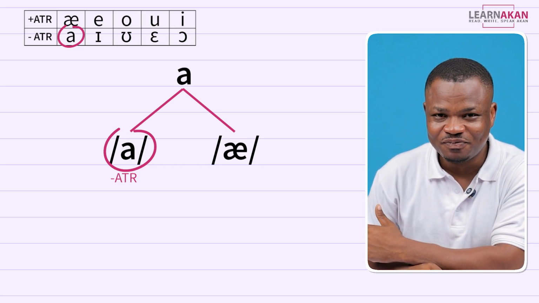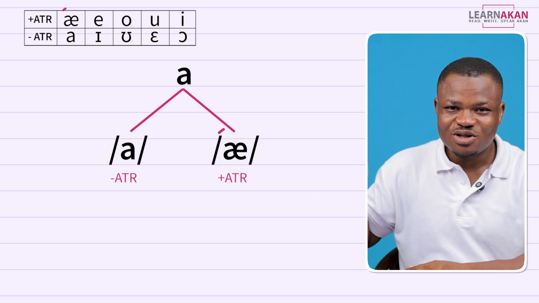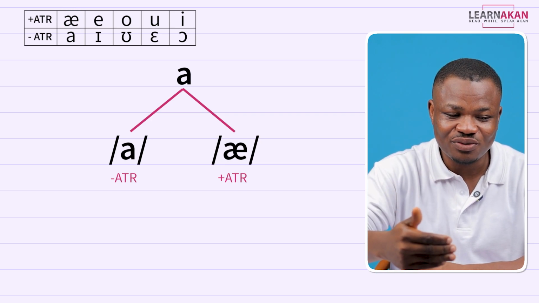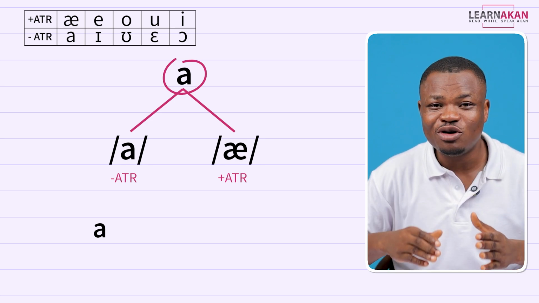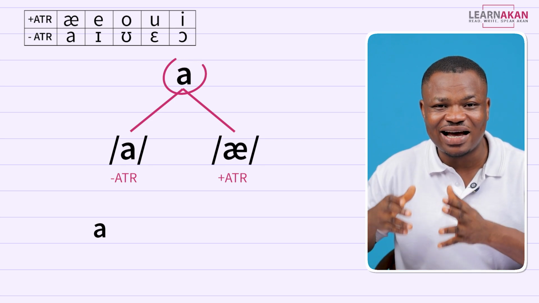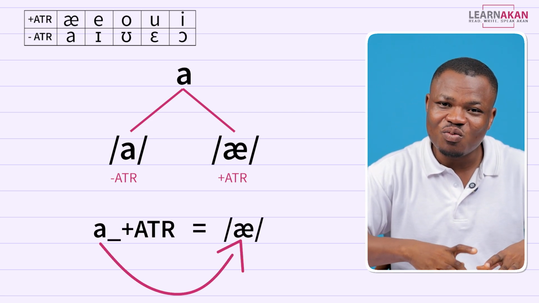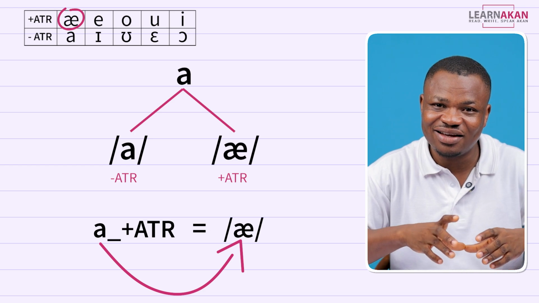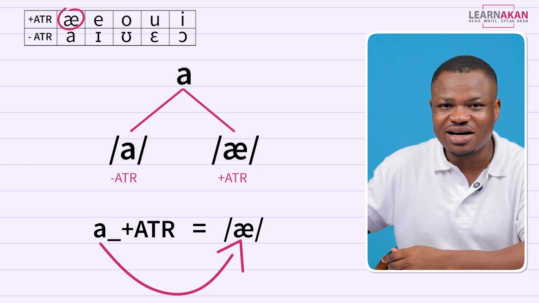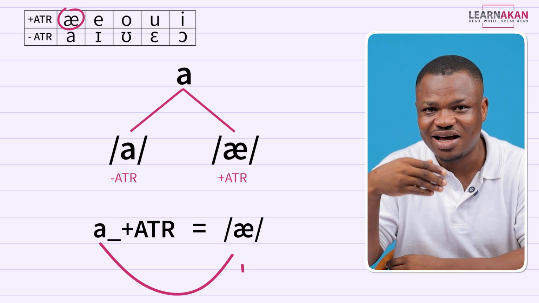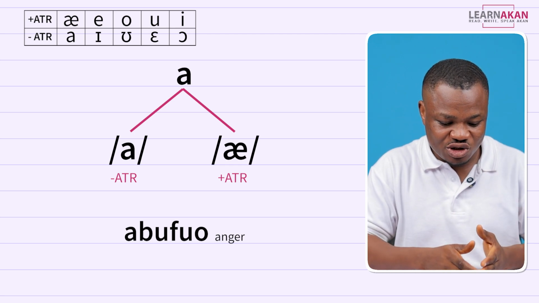It's here, right? And we know the e sound is plus ATR. So based on the vowel harmony rule, if you come across this a vowel, and then you find that the vowel that comes after this a is from the plus ATR set, then the a will most likely be pronounced as e, the plus ATR version, as in ebufu.